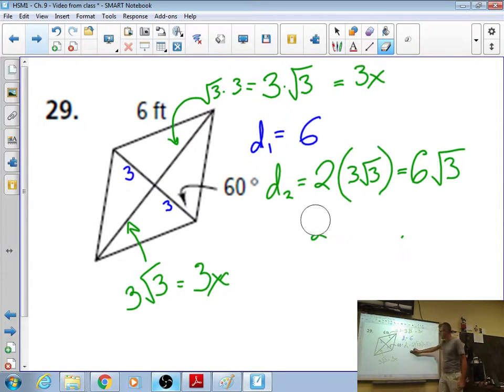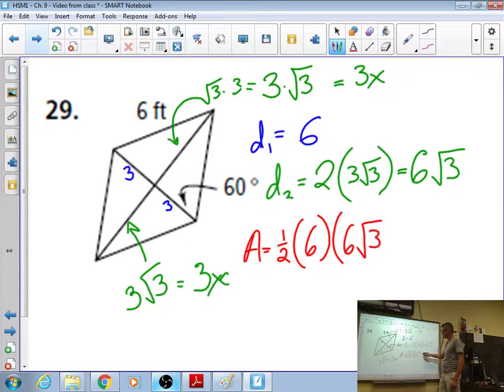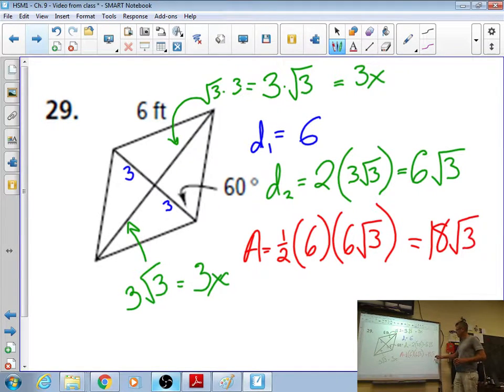So now that I know diagonal 1 and diagonal 2, I can solve this. Let's say my area will be half of 6 times 6 radical 3. And from there, we can solve it out and should get what was on the answer key. That makes sense? Because half of 6 is 3, and 3 times 6 should get 18 radical 3. The answer key has the simplest form, 18 radical 3, and then it'd be feet squared.